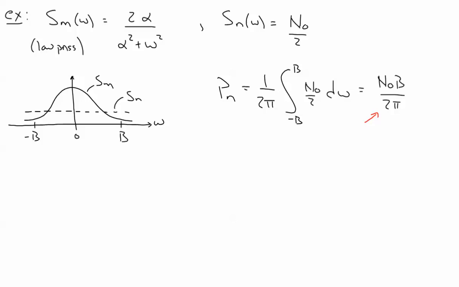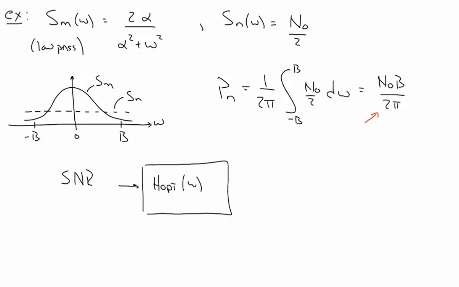All right, so let's take a look at the input signal to noise ratio, or the ratio prior to filtering. So I'm going to have, this is my optimum filter, and this will be the input side. This will have an input signal to noise ratio at the input, and we'll have a signal to noise ratio at the output. All right, let's look at the input signal to noise ratio.